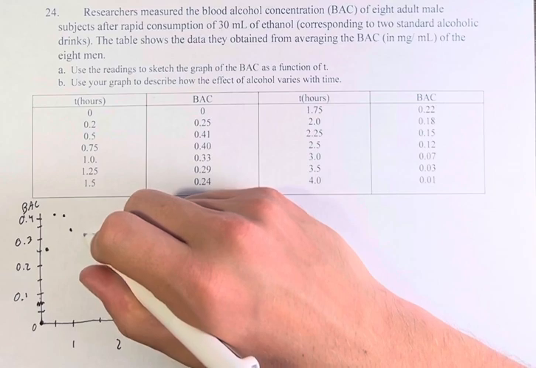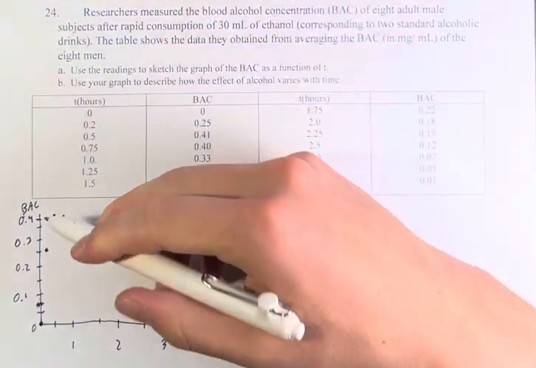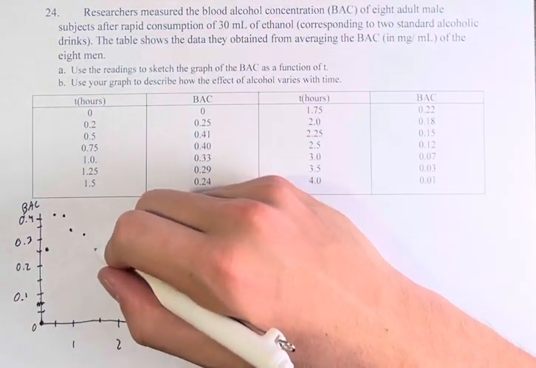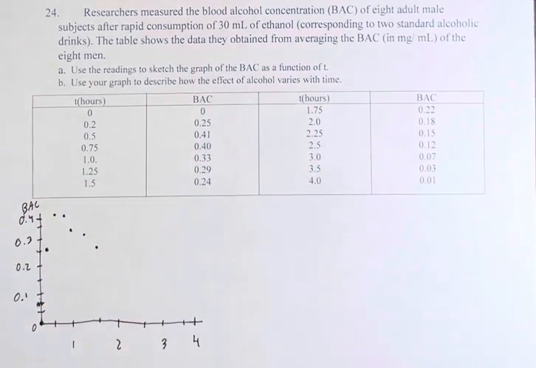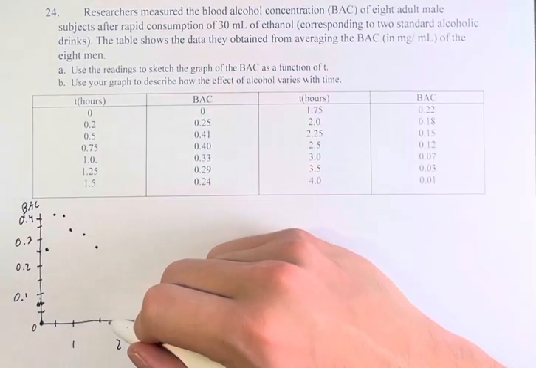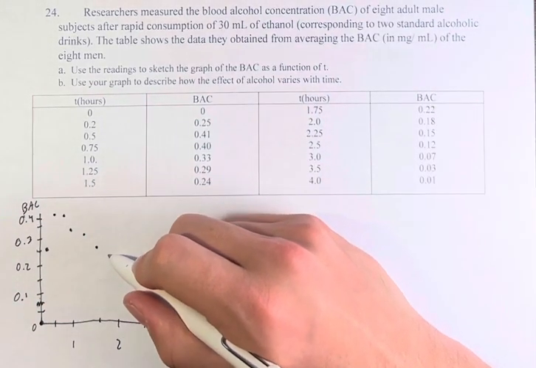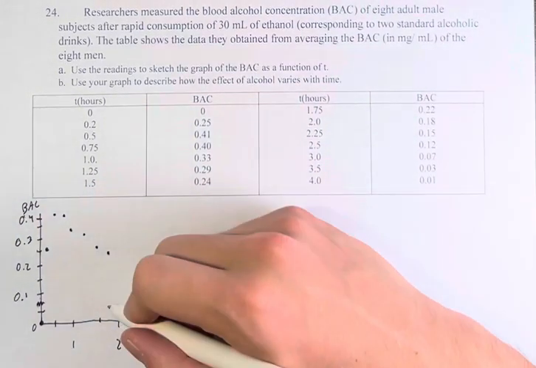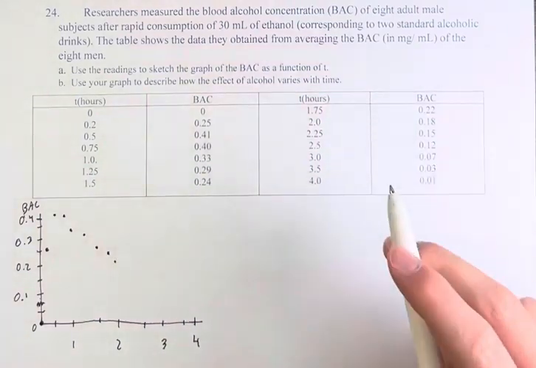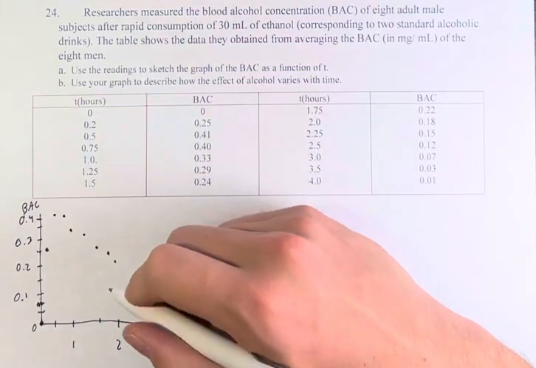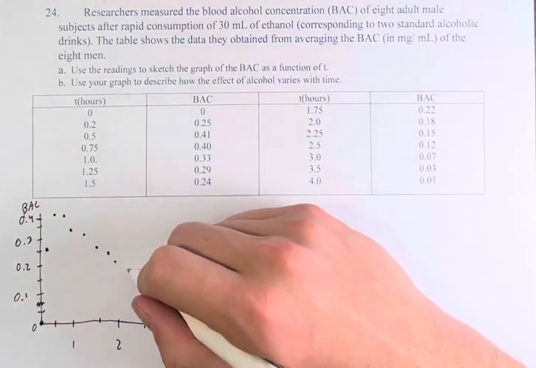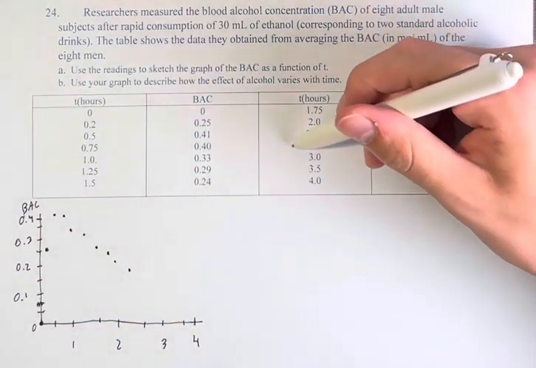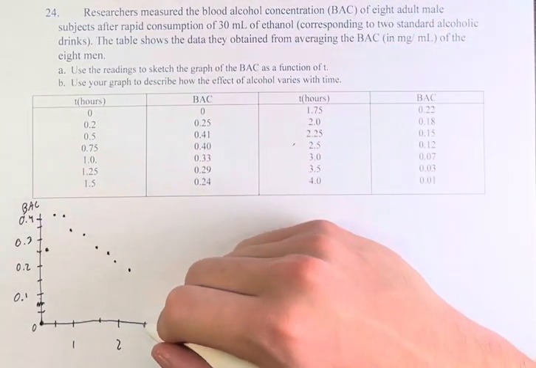So that's about here. At 1.5, we're at 0.24. So that's just a little bit under the 0.25 mark. At 1.75, we're at 0.22. At 2.0 hours, we're at 0.18. At 2.25, we're at 0.15. At 2.5, we are at 0.12.